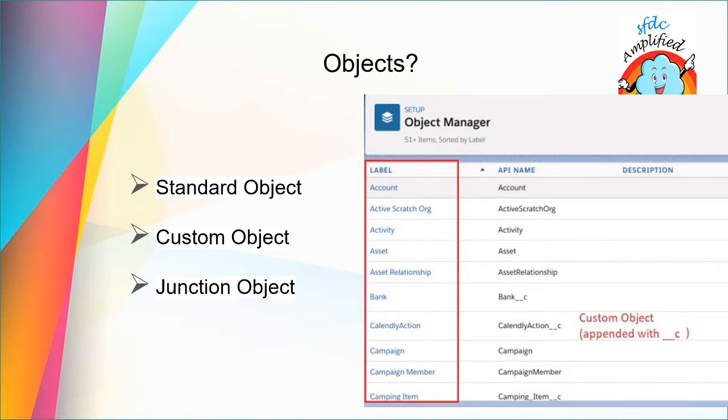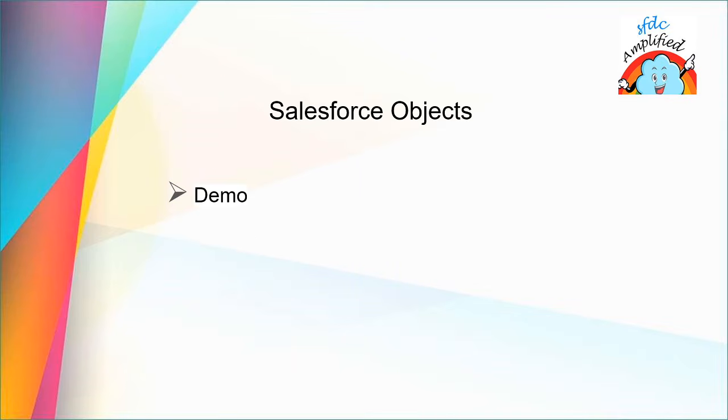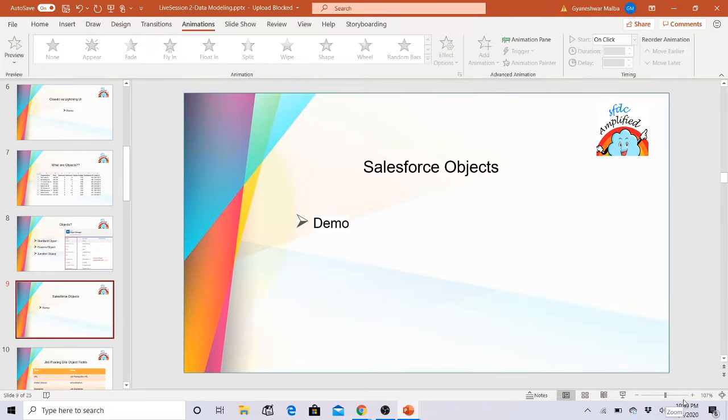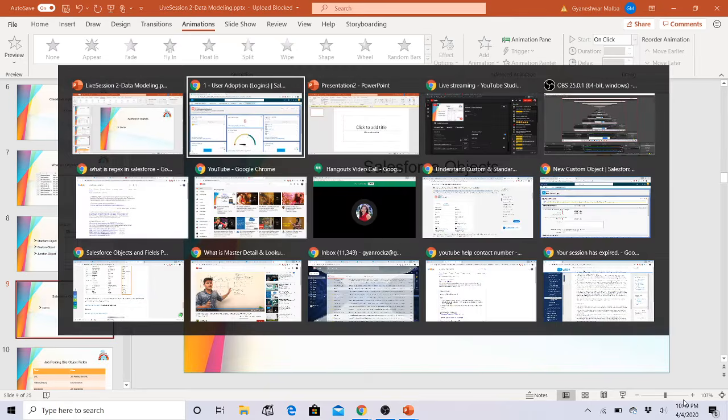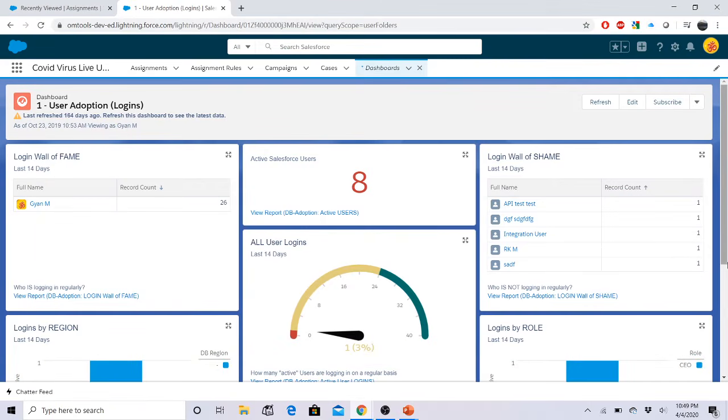And regarding the junction object, these objects are useful to maintain the relationship between two different objects, and I'll explain more about the junction object in the future. I'll show you more about some standard and custom objects that we have here.